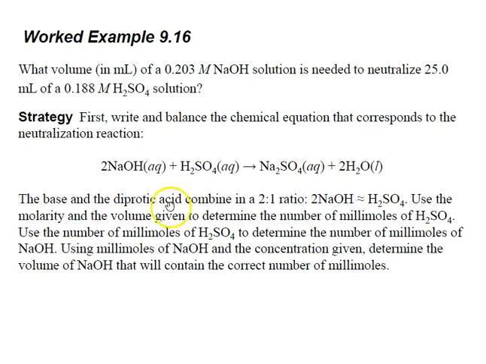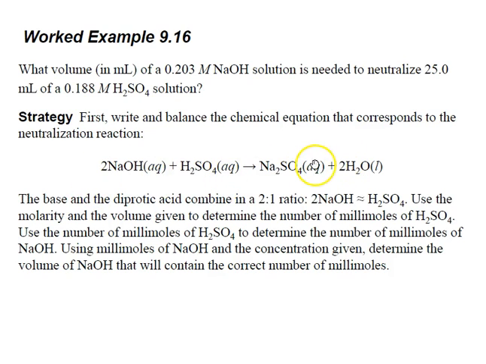The base and the diprotic acid, it's diprotic meaning that it has two acidic hydrogens, so sulfuric acid is H2, so that would be diprotic. Combined in a 2-to-1 ratio, we get 2 parts of NaOH for 1 part of H2SO4, and that just comes about when you balance this with the coefficients.